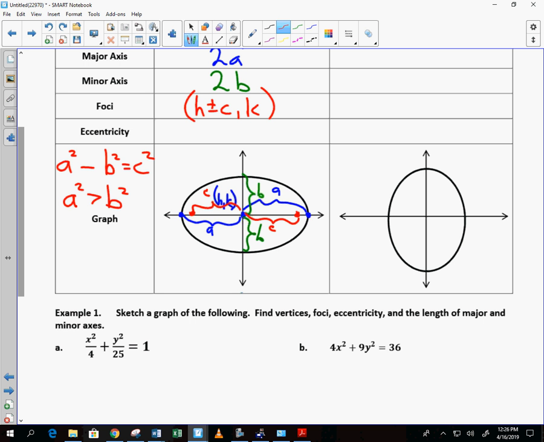Finally, eccentricity. Eccentricity is the measure of how stretched the ellipse is. So you could have an ellipse that is almost just like a circle, right? Or you could have one that's really, really stretched out like so, right? And so eccentricity is the c value divided by the a value. And here's what happens. If you come out with a value close to 1, it would make a line. If you come out with a value close to 0, it would make just a circle. Okay.